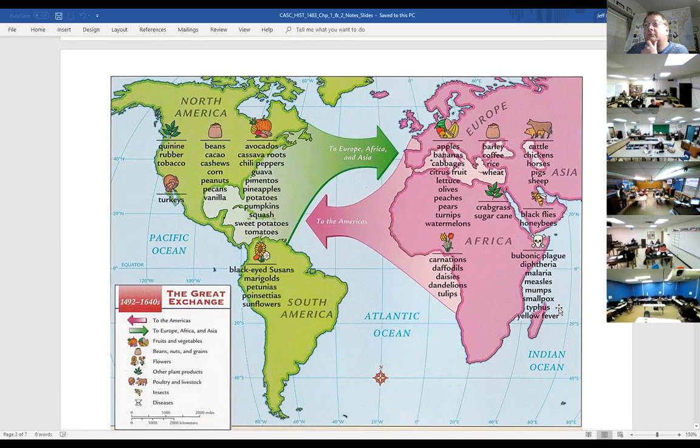And it wiped out many Native Americans because they had no immune system to these diseases. Bringing back from the Americas, the Europeans received in exchange all of these fruits and vegetables, flowers, plants.